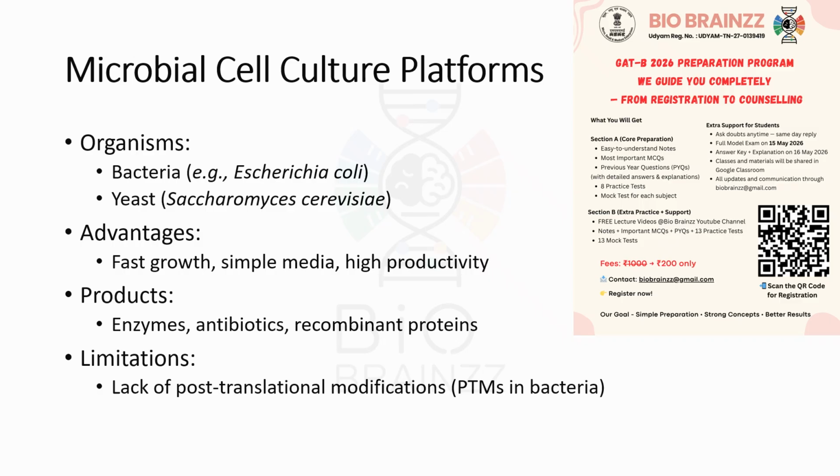Organisms like Escherichia coli and Saccharomyces cerevisiae are widely used due to their rapid growth rates, simple nutritional requirements, and high productivity. These systems are highly efficient and cost-effective, making them suitable for industrial applications. Microbial cultures are commonly used for the production of enzymes, antibiotics, and recombinant proteins. However, a major limitation is the lack of proper post-translational modifications in bacterial systems, which can affect protein functionality. Despite this, microbial systems remain the backbone of industrial biotechnology due to their scalability.